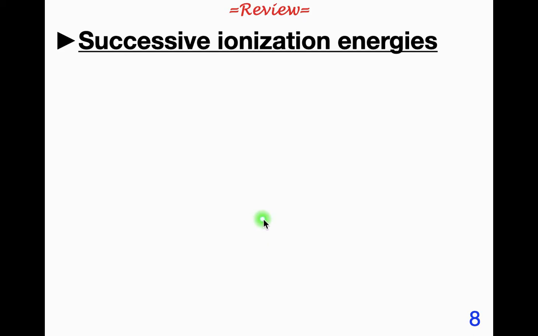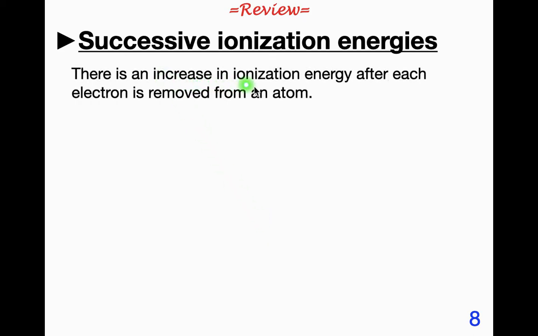Successive ionization energies. There's an increase in the ionization energy after each electron is removed from an atom. So here we're talking about removing one electron and then the next electron and then the next electron. Well, we have just been discussing ionization energy. Remember, it started off with the definition as the first ionization energy, the energy to remove the outermost electron, one electron. Here we're looking at what happens if we remove the next electron and then the next electron and on and on. It's called successive ionization energy. There's an increase in ionization energy after each electron is removed from an atom.